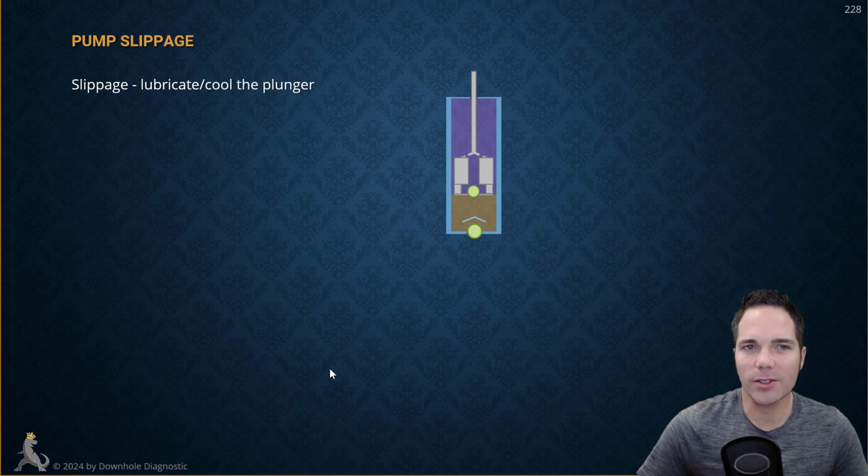Let's look at pump slippage now. Slippage is going to be inherent. You have to have some slippage. This is where the fluid is slipping between the plunger and the barrel, because you have to have some distance between the outside of the plunger and the inside of the barrel in order for that plunger to move. But there is some advantage to slippage. It helps to lubricate and cool the plunger.